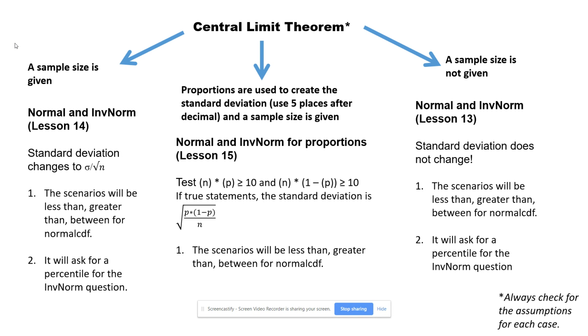And for lesson 14, your standard deviation changes from the population standard deviation to be population standard deviation over the square root of the sample. You're still going to do the scenarios the same way, and you can even have percentile problems, but the big difference is that sample size. And I have a video that I made, and I'll put that up there too to help.